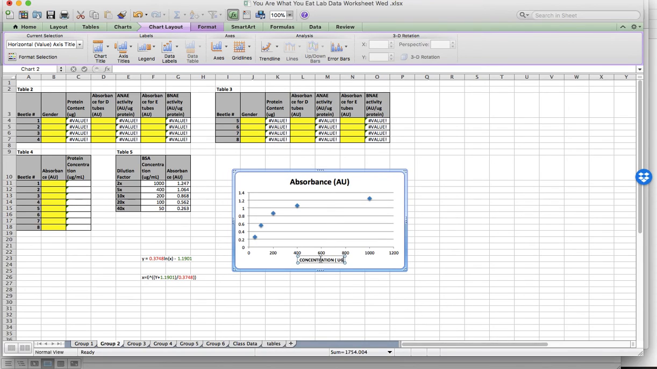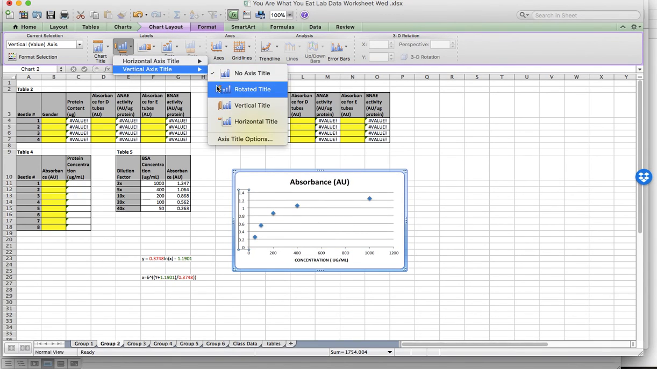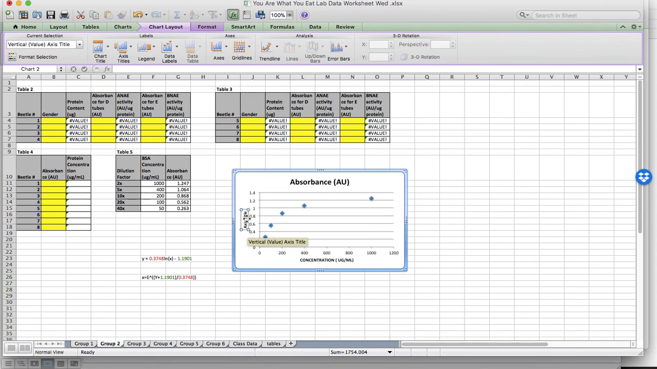And it's in units of micrograms per milliliter. This should not be all caps, but. And then we need the y-axis. So we'll have it here. And this will be the absorbance. And that's in AU, units of absorbance.